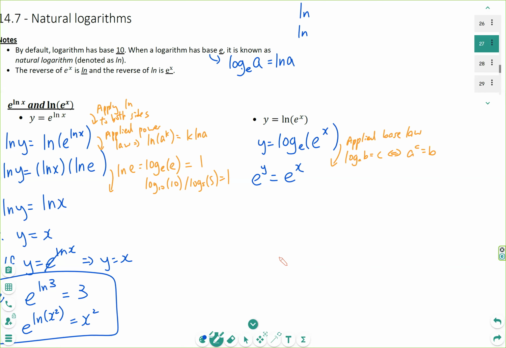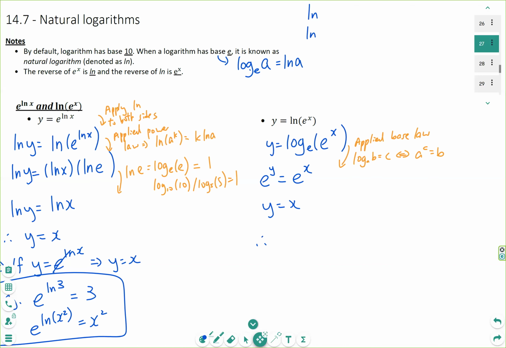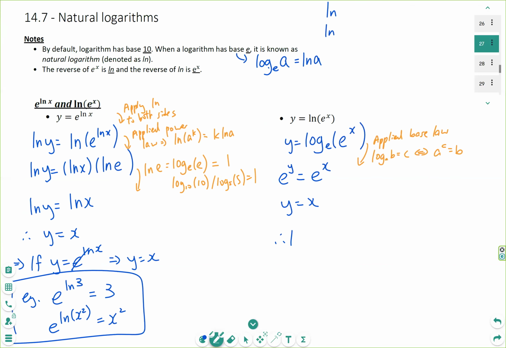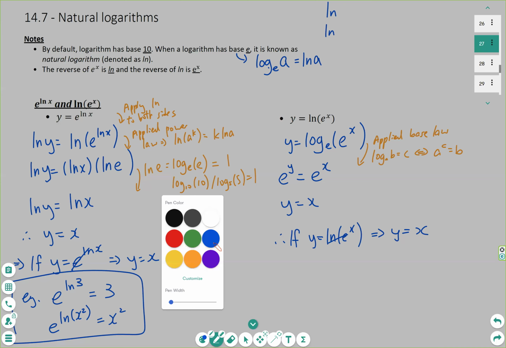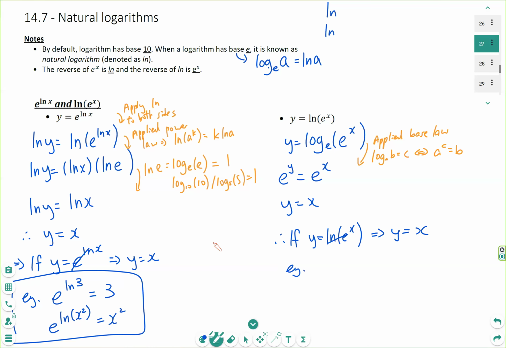So e to the power of y equals e to the power of x, again y equals x. Therefore, if y equals ln e to the power of x, then the ln and e cancel out. That gives rise to y equals x. What does that mean? For example, if you have ln e to the power of 5, then the ln and e cancel that way, so it's 5. If you have ln e to the power of 2x, then you have just 2x.